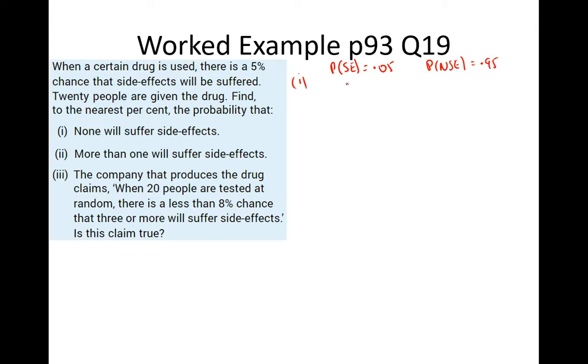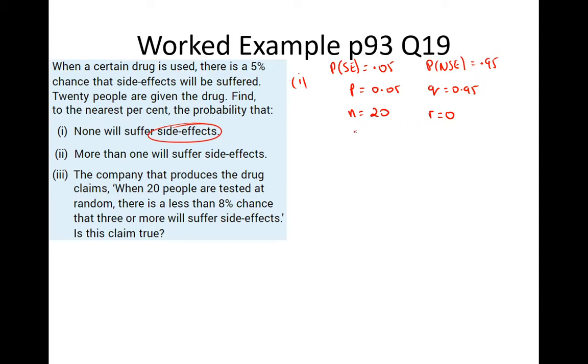All right, so therefore we're going to allow this one here, because it's asking me none will suffer side effects. So therefore that's going to be P. So P is 0.05 and Q is 0.95. So that's my success and that's my failure. Okay, what are we told? 20 people are given the drug. So in this case here, n is equal to 20. What's the probability that none will suffer side effects? So I don't want any side effects. I don't want any successes, so to speak, because the side effect is a success. We don't want any successes, so r is 0.